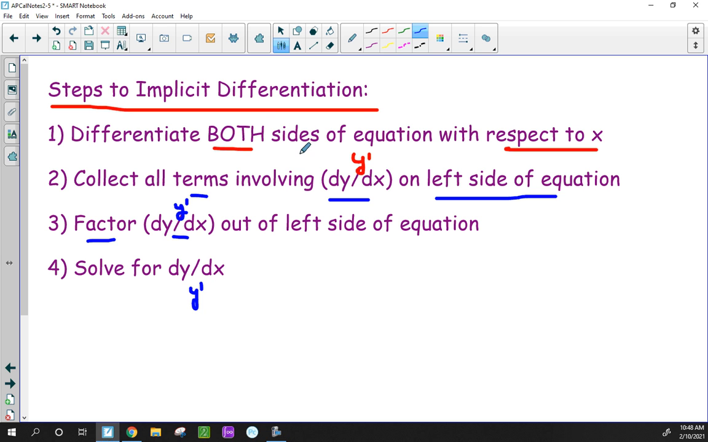So we're going to take a problem, we're going to derive both sides with respect to x. We're then going to put all terms that have that y prime, like terms, on the left side of the equation. We're going to factor out y prime to get it by itself so we can solve for it.